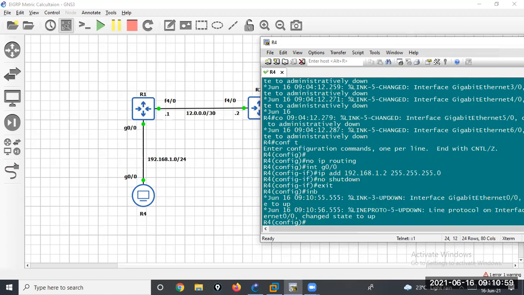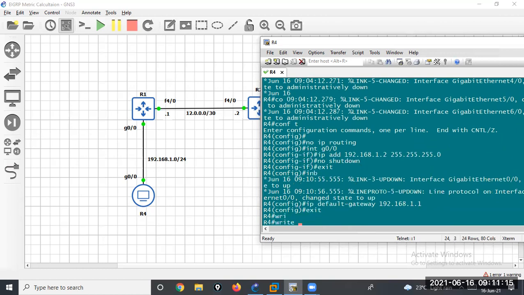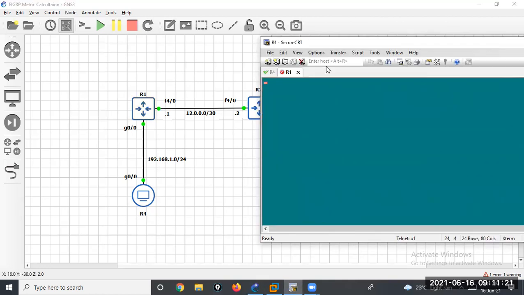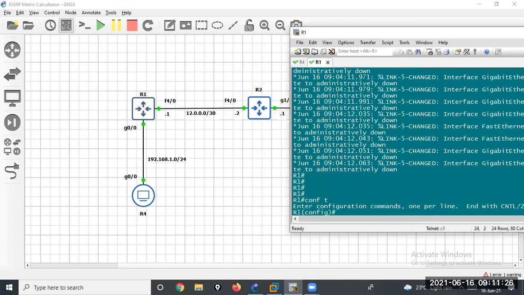Now configure the default gateway to reach another network. The command is ip default-gateway 192.168.1.1. Enter. Exit. Save the configuration. Now come to router 1, R1. In R1 there are two interfaces: one is the FastEthernet 0/0 and another one is the G0/0.